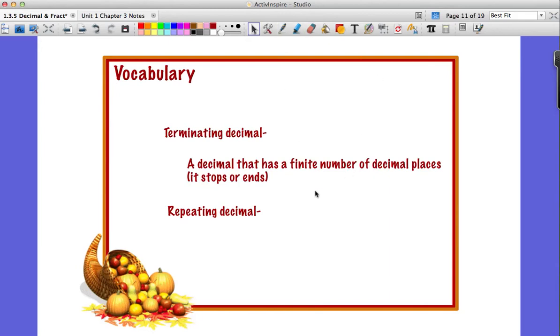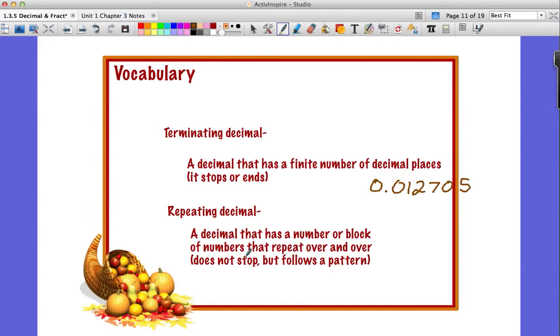So an example of a terminating decimal would be, even though it's very long, okay, as long as it stops, as long as there's no ellipses after or repeating bars, this is a terminating decimal.